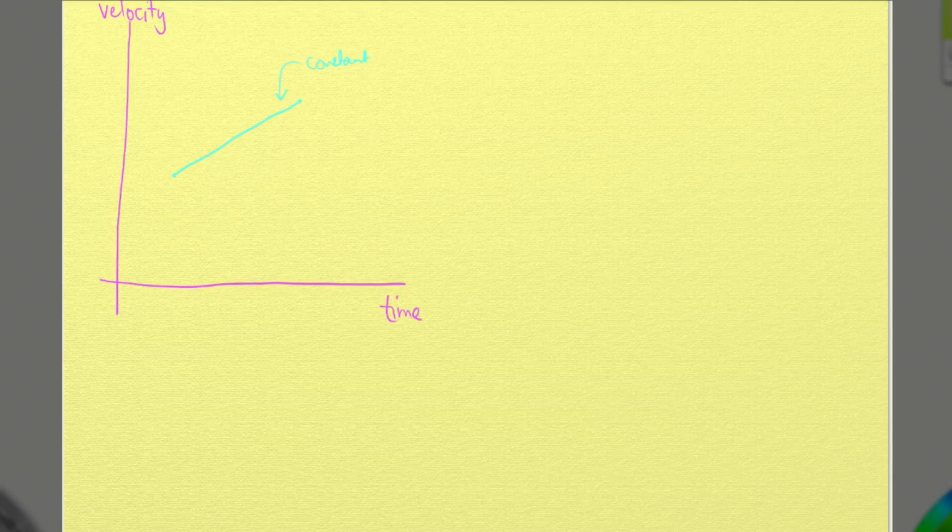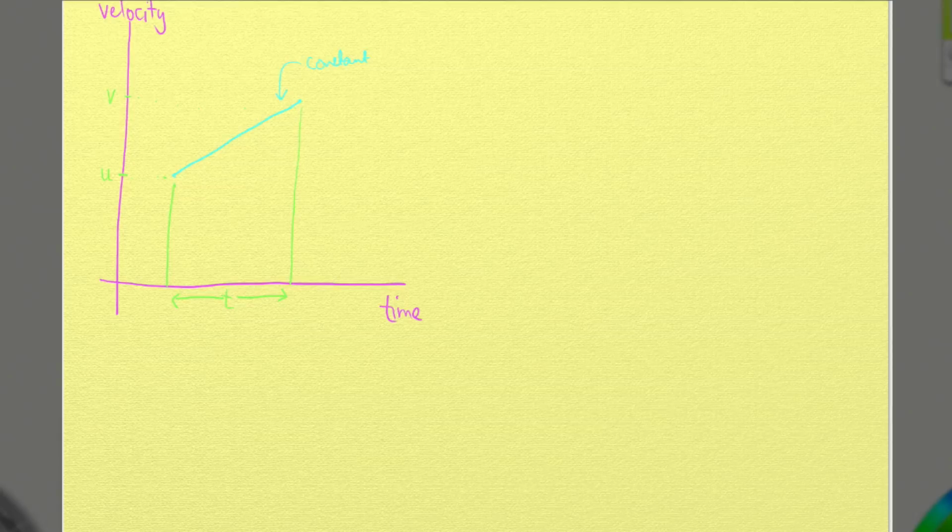I'm going to have my object start at some initial velocity here, let's call it u, and end at some final velocity, we'll call it v, and that's what that point is. And I'm going to have the time in which it goes from u to v be just t, so that represents how long it takes for the object to go from the initial velocity u to the final velocity v.